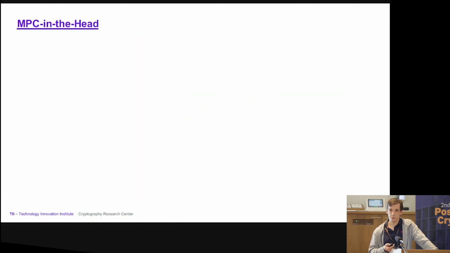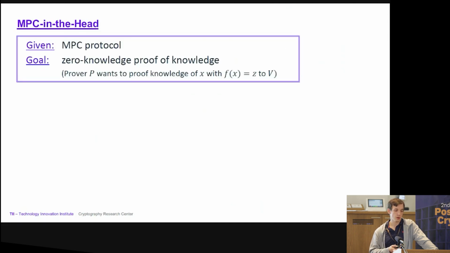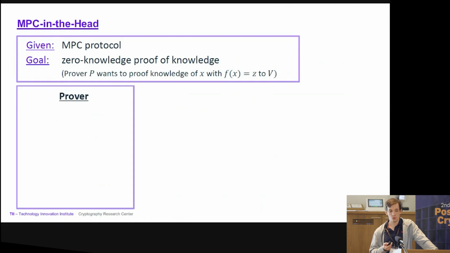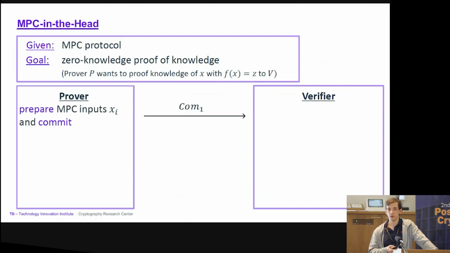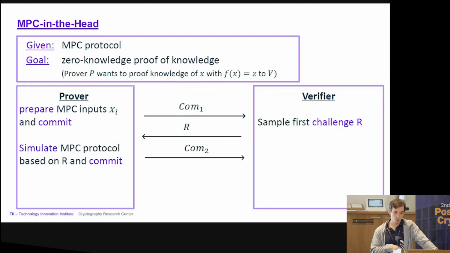Once we have such an MPC protocol, we want to construct a zero knowledge proof of knowledge, in which a prover P wants to prove knowledge of a value x such that f of x is equal to z to a verifier, but of course without revealing x. We recall this works by the prover preparing the inputs to the MPC protocol and committing to those inputs, the verifier sampling a first challenge to provide randomness for the MPC protocol, which is then simulated by the prover. Again, he commits to the views and intermediate states of this MPC execution.